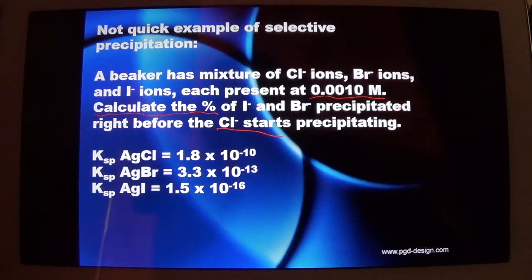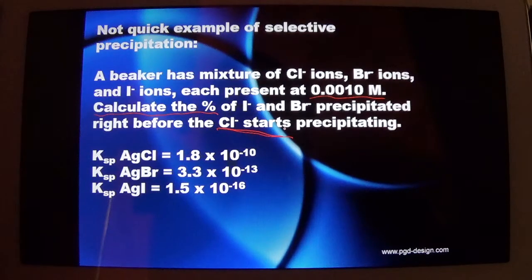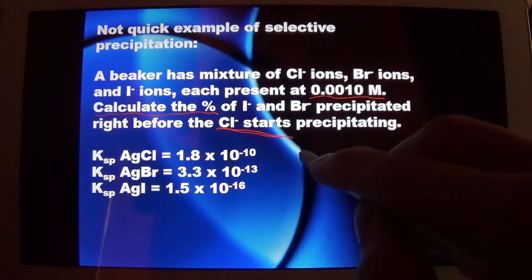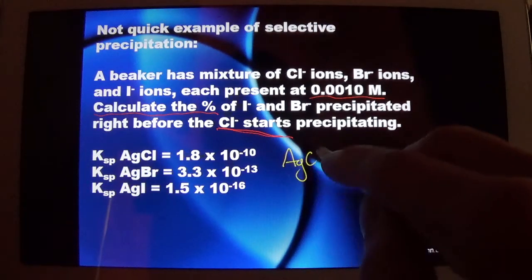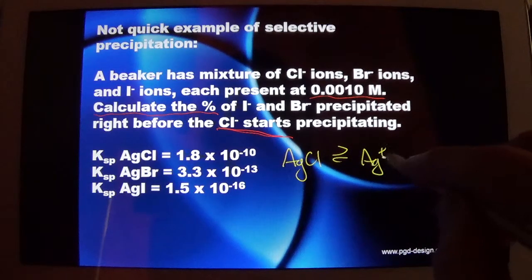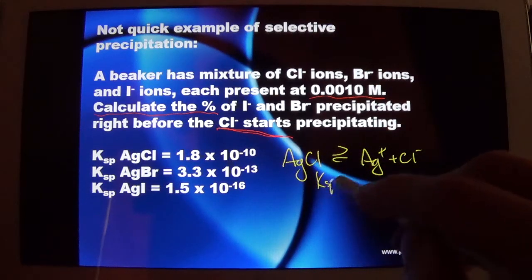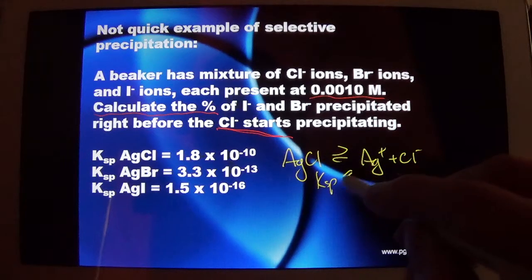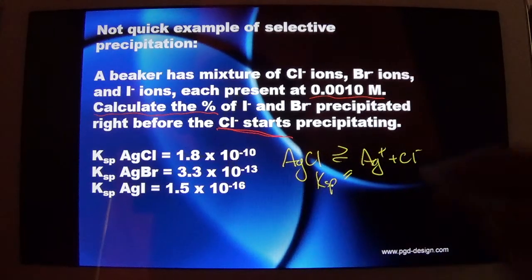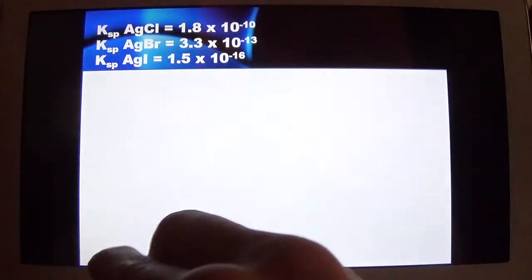So our first hurdle is, where do we start? Well, we want to start where the Cl starts precipitating. So how am I going to know where the Cl starts precipitating? Well, the Cl is going to start precipitating when, let me switch to a brighter color, my AgCl, which is in equilibrium with silver ion and chloride ion, starts forming a solid. It is equal to the KSP. These concentrations multiplied together, raised to their coefficients, will equal KSP when it starts precipitating. So that's my when, and that's the power of KSP, it can tell you when. So let's start there and switch to a darker color.